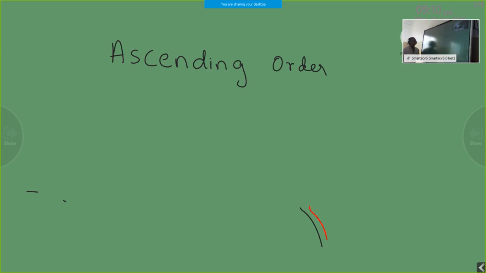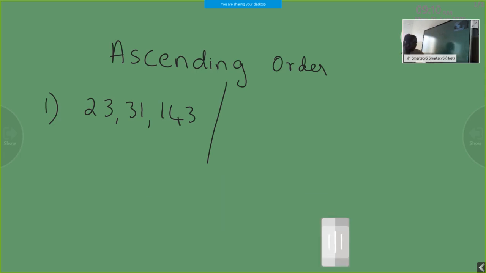So if we have more than 2 numbers and they have to be arranged in ascending order, how will we do it? In that case also we have to follow the same process. So we'll do it with an example. First example. The slash is used to separate 2 numbers.